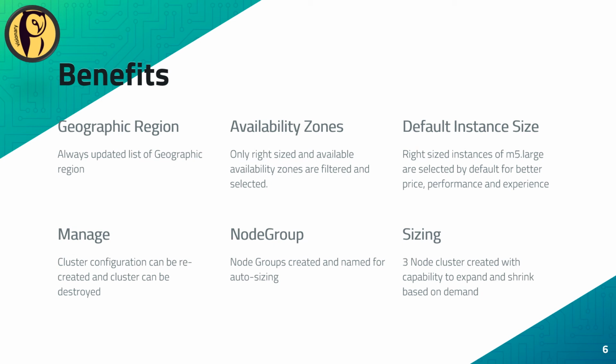The default instance size is M5 large. This is the best practice for price performance of Kubernetes. For management, we can manage the Kubernetes cluster, we can recreate the configuration, and we can destroy the cluster. The node groups are created automatically for sizing, so we can increase the number of nodes and we can decrease them as well. For sizing, we start with a 3-node cluster by default. That's one of the best practices of Kubernetes.